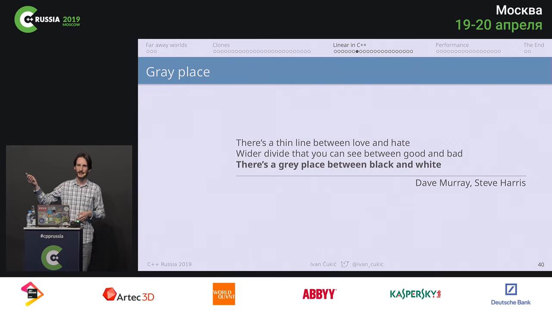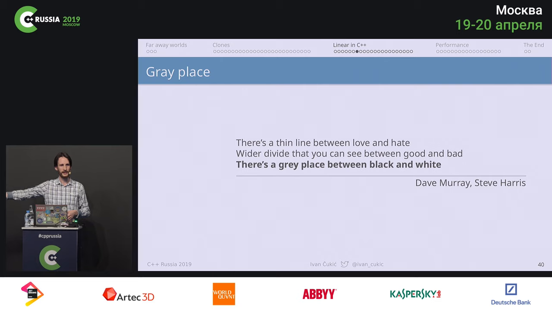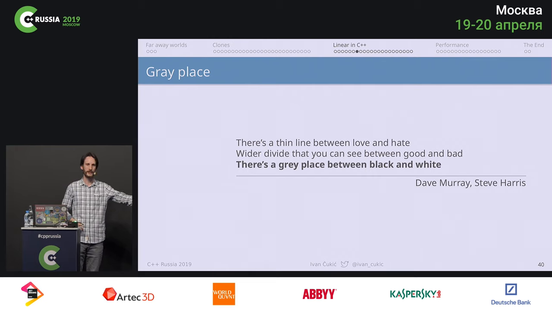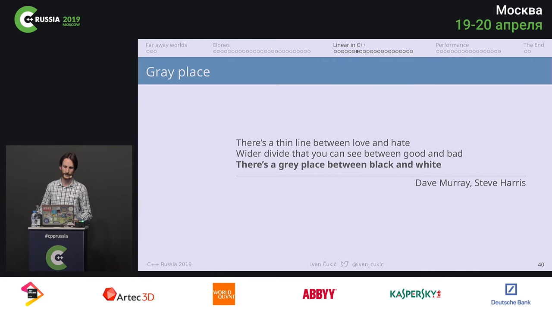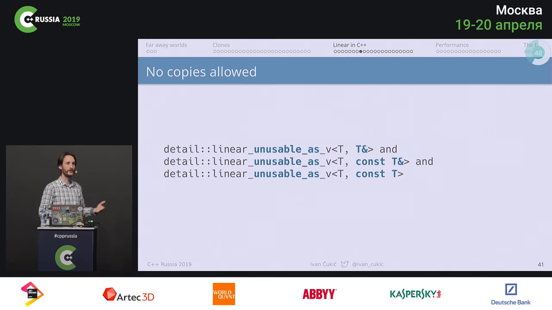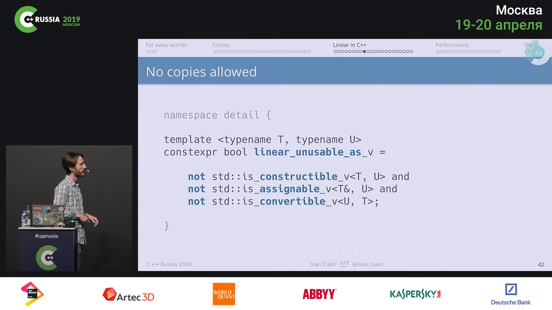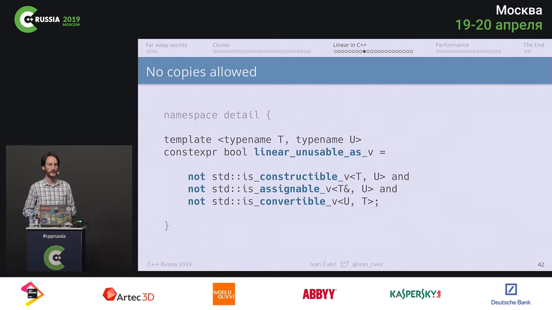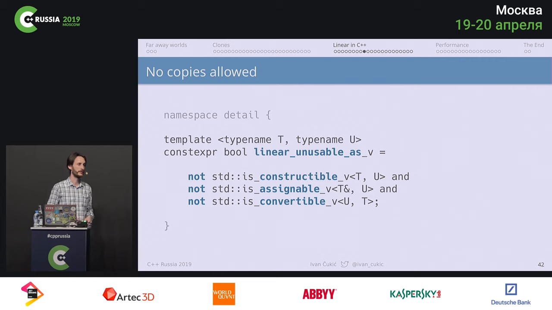So on one hand, we have a lot of "and". And if you just said "no" of that, it would mean just one of these, if failed, then it is not copyable. We want to abandon all the ways that a value can be copied. So we can define unusable as, which would be essentially the same as the previous one, just explicitly: it's not constructible and it's not assignable and it's not convertible.